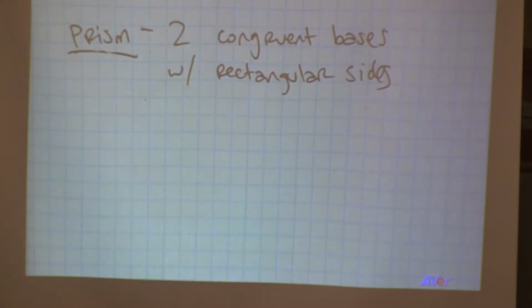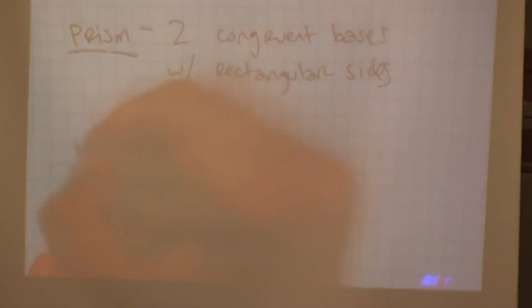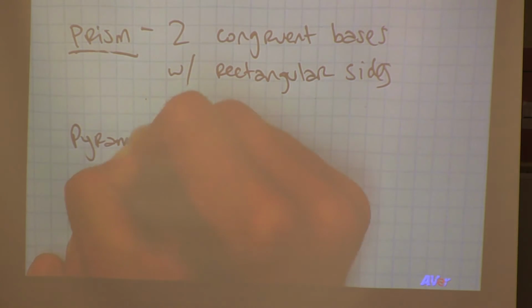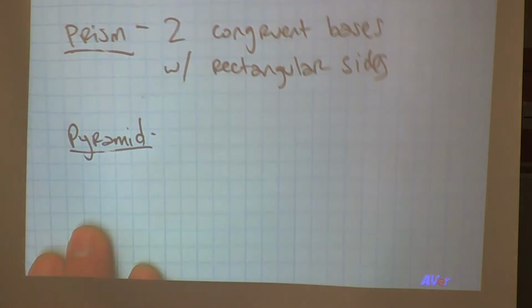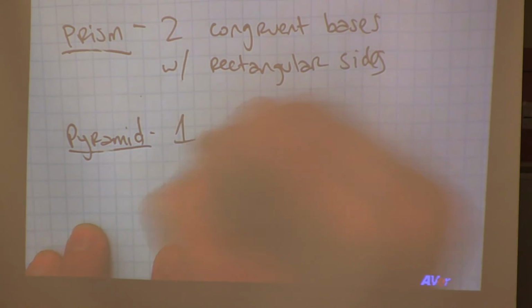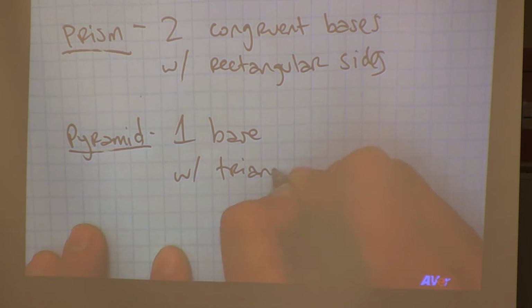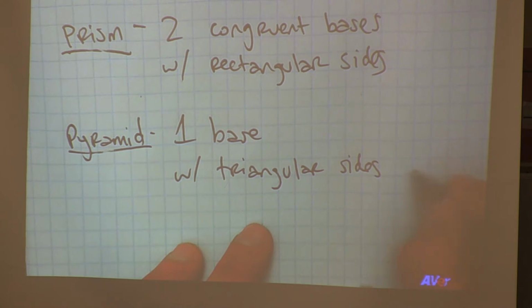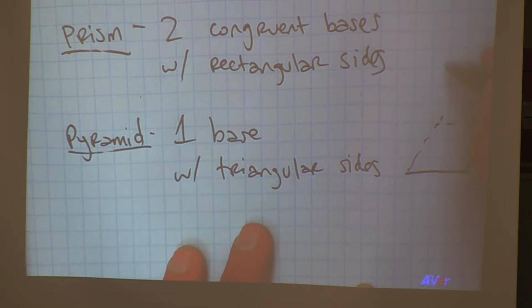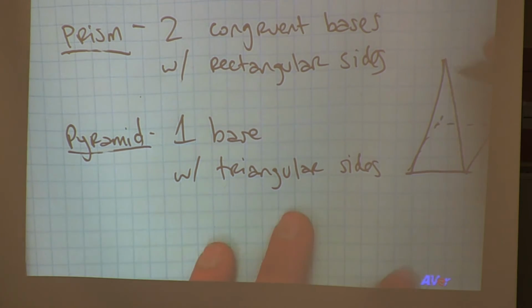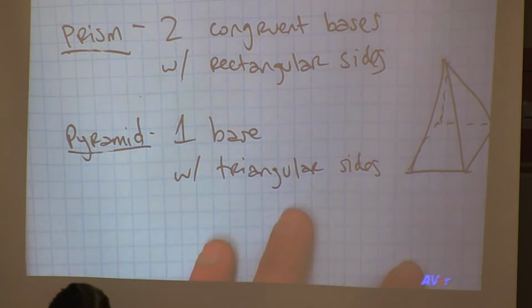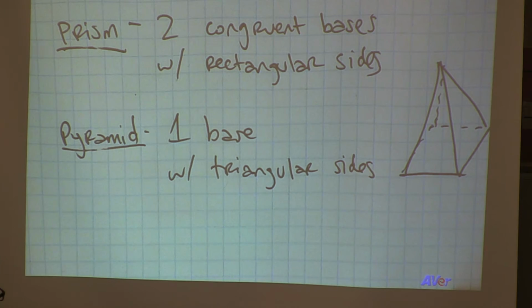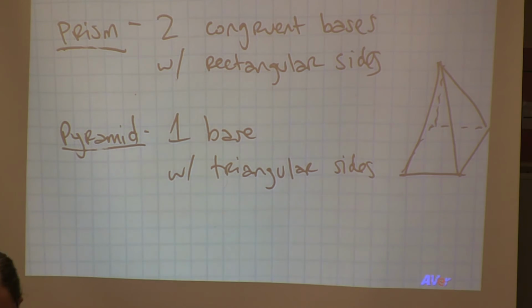Okay, so we're going to talk real quick about the pyramid then. A pyramid has one base with triangular sides. You might have a base that's a rectangle. You can have a rectangular pyramid, but it has triangular sides and just one base.